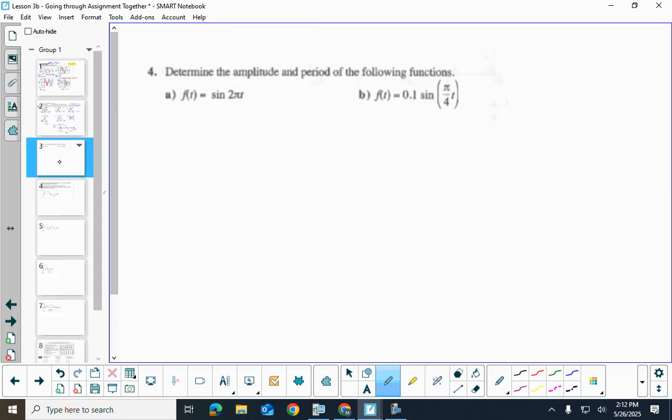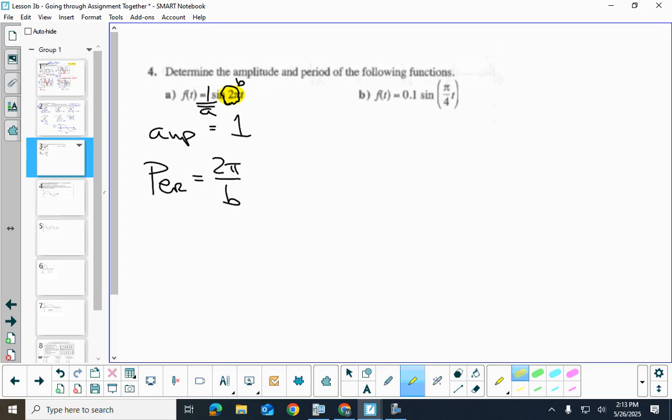So number 4 is the same thing. It's just the numbers are a little nastier. So again, amplitude and period. If there's no number in front, stick a 1. So then the amplitude is just 1. Whatever appears between the sine and the x, that is your b value. Your b value is not your period. We're going to plunk that b value into my formula.